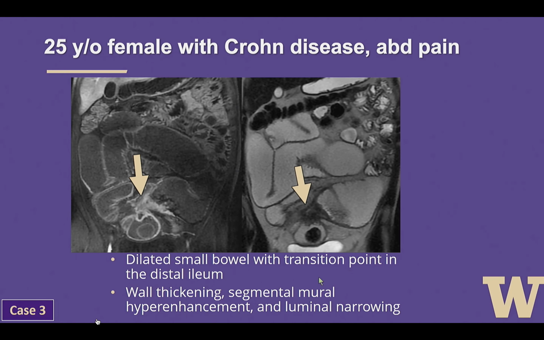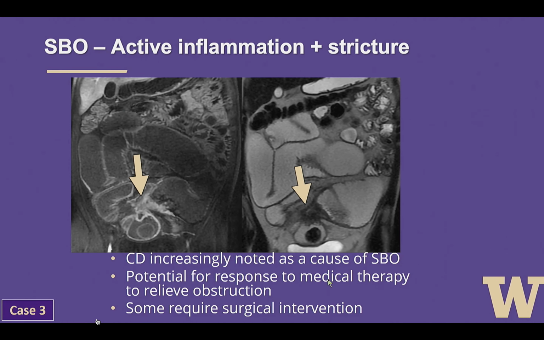So this patient had dilated small bowel with a transition point in the distal ileum. At the transition point, you see wall thickening with segmental mural hyperenhancement and luminal narrowing. So this was a case of active inflammation plus a stricture in the setting of Crohn's disease.